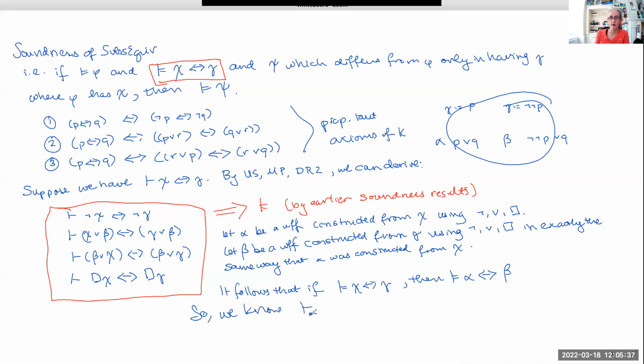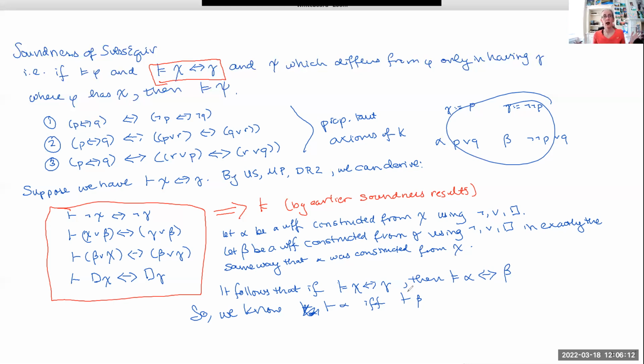So from this, we know that alpha is provable in a logical system if and only if beta is. Because suppose that you had one but not the other, then you would eventually, through modus ponens, be able to determine that your system was unsound because you have a conditional and its antecedent, but you don't have its consequent. So modus ponens would fail if we had one of alpha but not the other. So substituting equivalent formulas preserves validity.